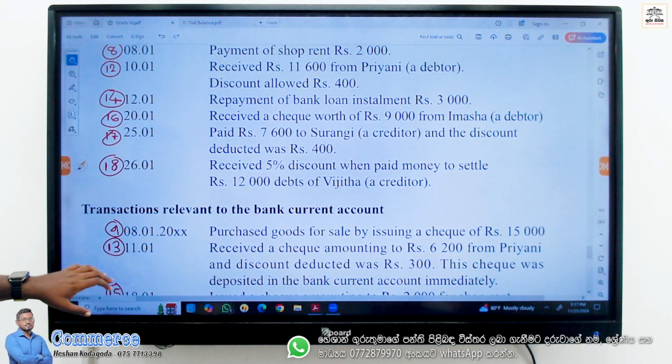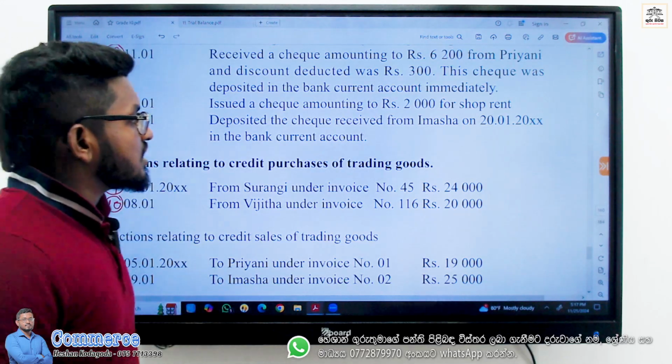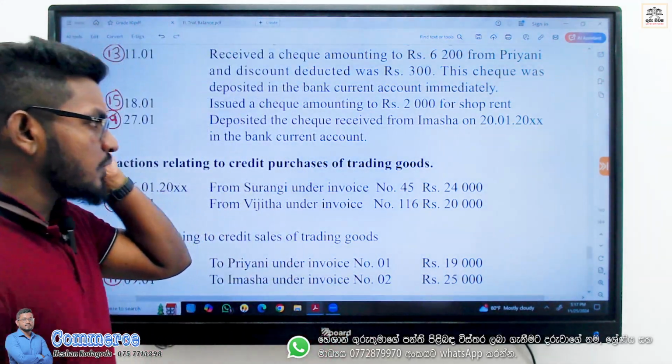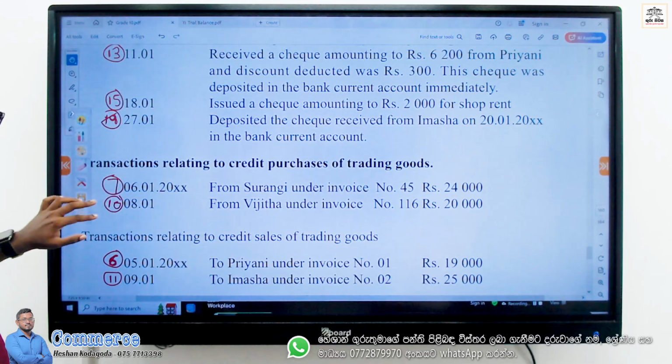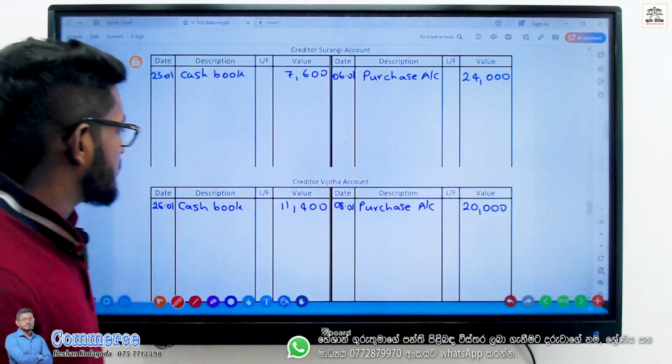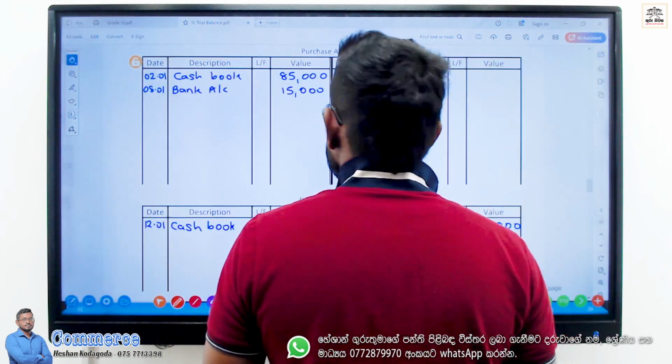Right. Okay. Last one, 19. Deposit the check received from Imasha on 20th January 2024 in the bank current account. It's 27th, right? So quickly go to the cash book. You know the check account you can see in here.